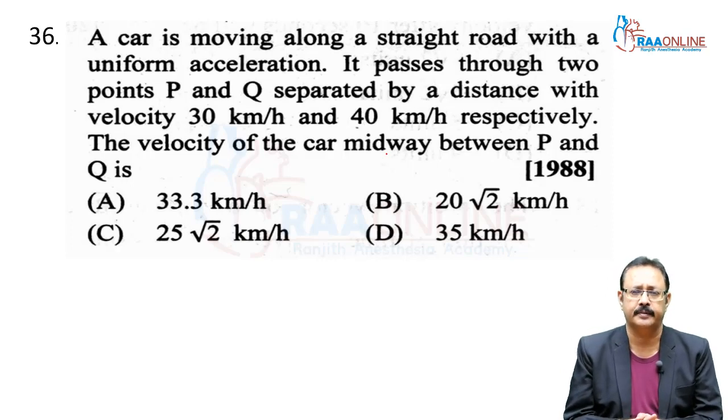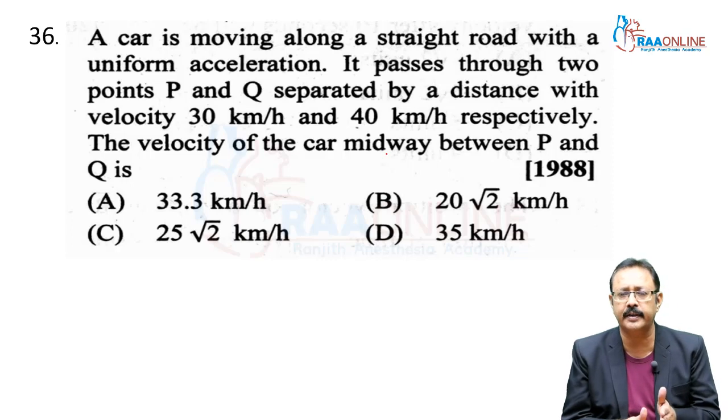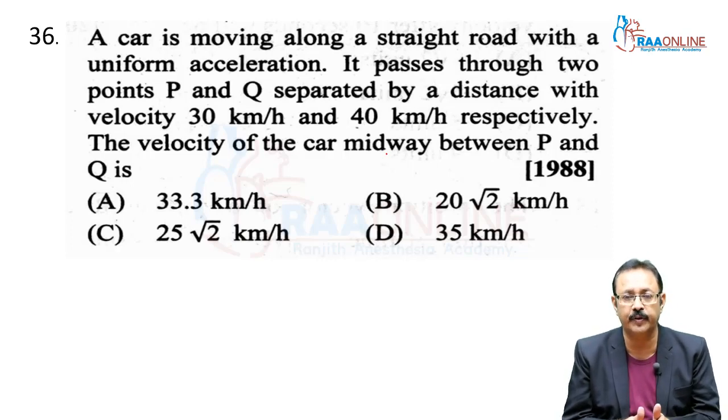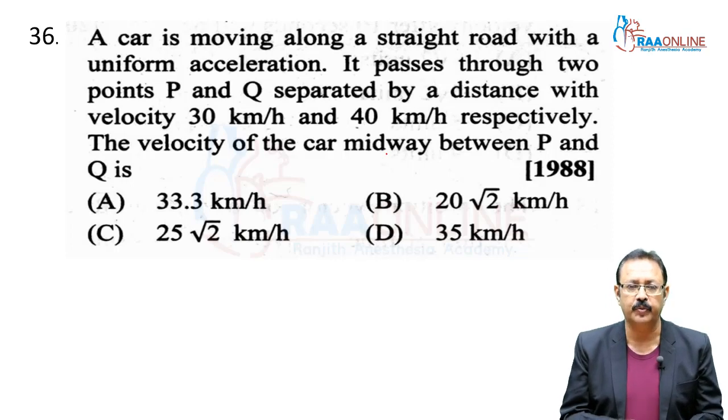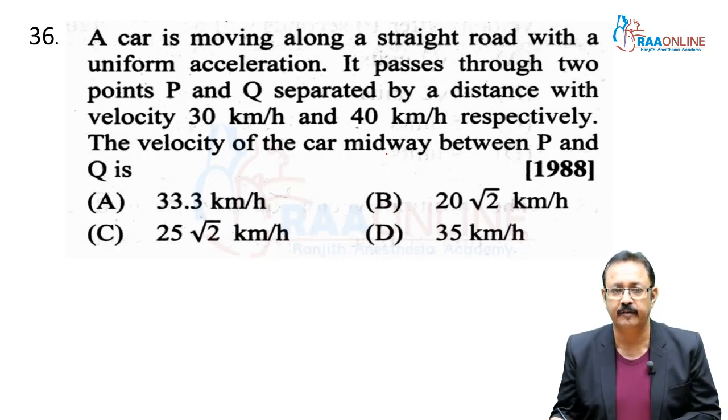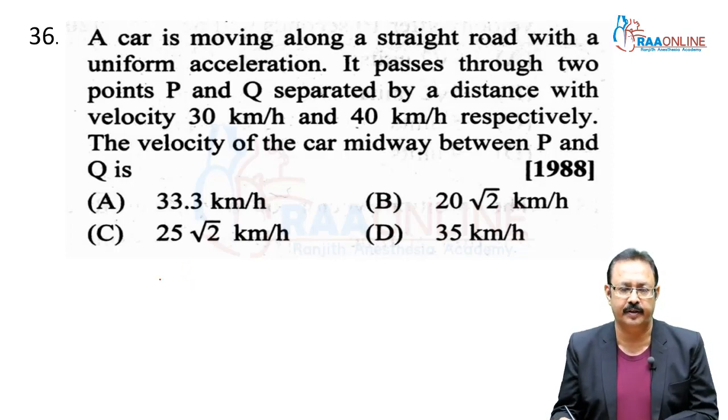Students are thinking that velocity at P is 30, velocity at Q is 40. So at midpoint it should be 30 plus 40 divided by 2, 35 km per hour. But no. The particle is moving with uniform acceleration. So we have to calculate with Galileo's equation.